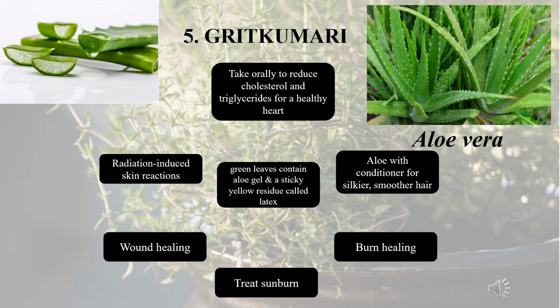And this medicinal plant species contains more than 75 different compounds, including vitamins like vitamin A, C, E, and B12, enzymes such as amylase, catalase, and peroxidase, minerals such as zinc, copper, selenium, and calcium, sugars like monosaccharides such as mannose-6-phosphate and polysaccharides such as glucomannans, anthraquinones like aloin and emodin, fatty acids like lupeol and campesterol, hormones like auxins and gibberellins, and others such as salicylic acid, lignin, and saponins.